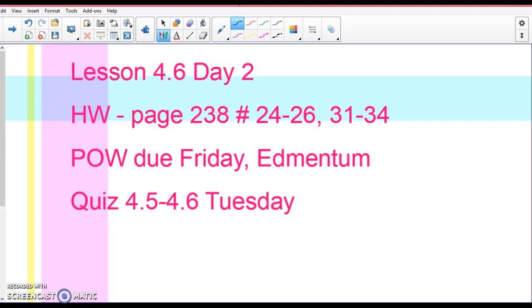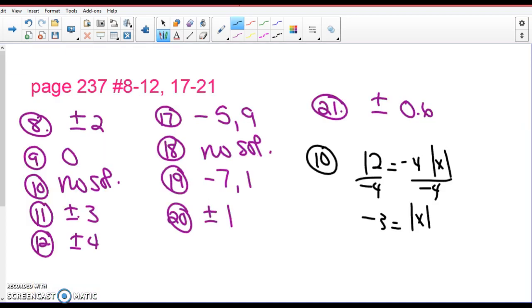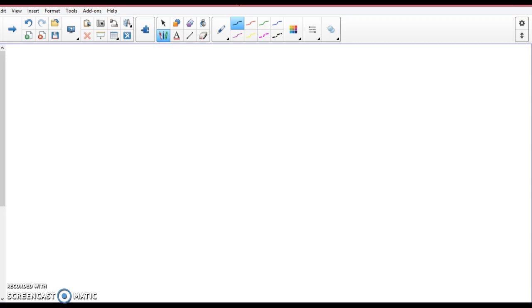Okay, this is lesson 4.6, day 2. It's actually solving absolute value inequalities. The proper week I already collected. Edmentum is due, and on Tuesday we're going to have a quiz. Here's the answers to last night's homework, so you can check it. Go ahead and pause. All right.